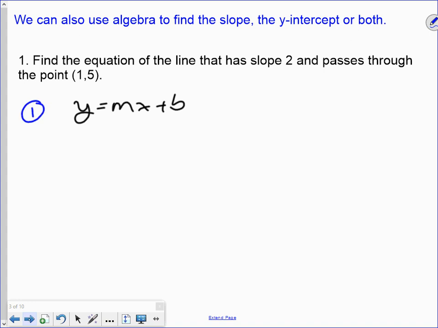Okay. And let's think about the two things that we need to know. We need to know our value for m and our value for b. Well, they tell us one of these, right? They tell us that it has a slope of 2. So our slope is 2. We need to figure out what our b value is.